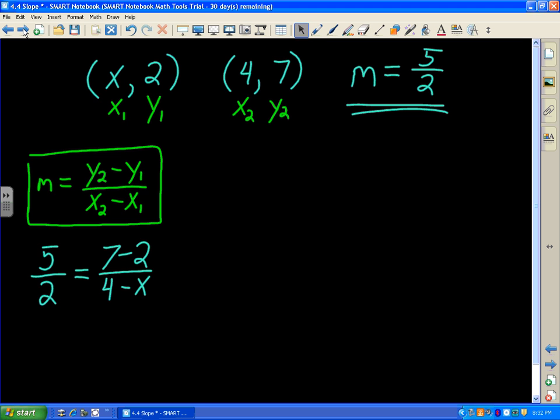So when we do this, let's say it's 5 times everything on the bottom. Everything on the bottom is going to be 4 minus x. And 7 minus 2, well, that's equal to 5. So 2 times 5 will give you 10. 2 times 5 will give you 10.